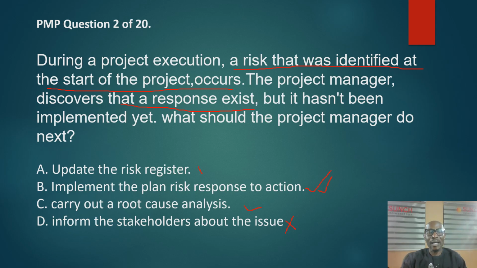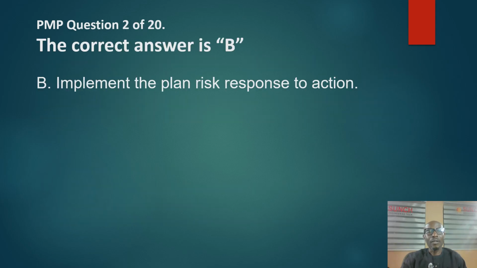So the correct answer is B. Let's see. The correct answer is B. Implement the planned risk response action. We are very correct. So let's go to the third question.